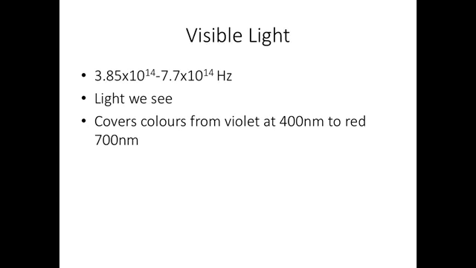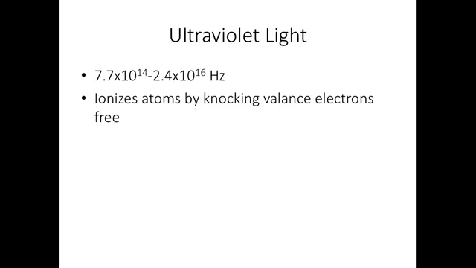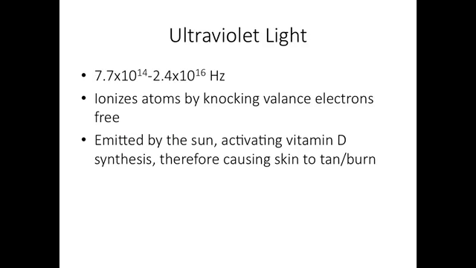Ultraviolet light ranges from 7.7 times 10 to the 14 to 2.4 times 10 to the 16 Hz. It ionizes atoms by knocking valence electrons free and is emitted by the sun, activating vitamin D synthesis, therefore causing skin to tan or burn.